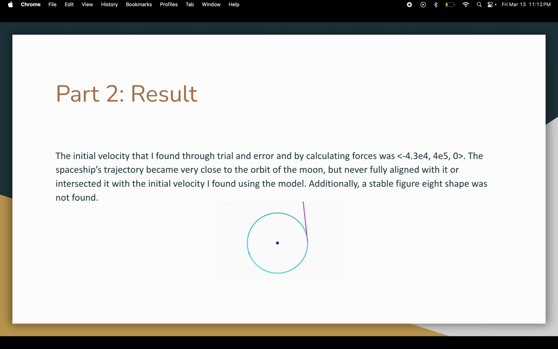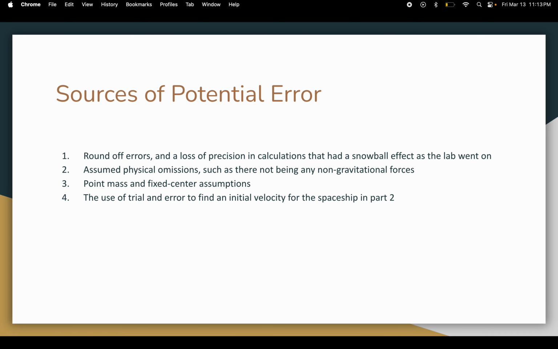And the spaceship's trajectory became very close to the orbit of the moon, but it never fully aligned with it or intersected it with the initial velocity I found using the model. Additionally, I was unable to find a stable figure-8 shape through the trial and error process.